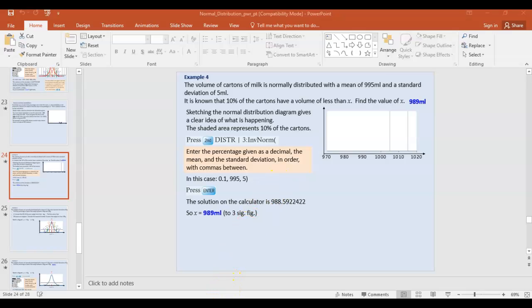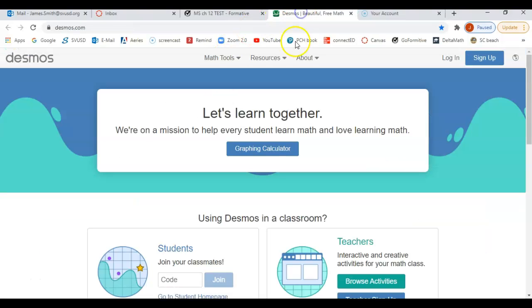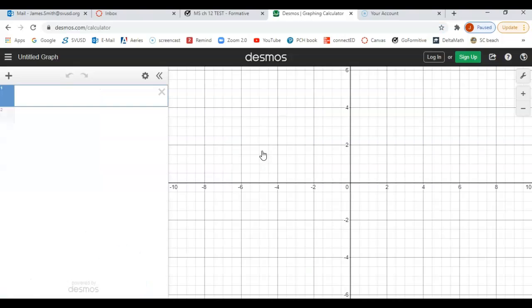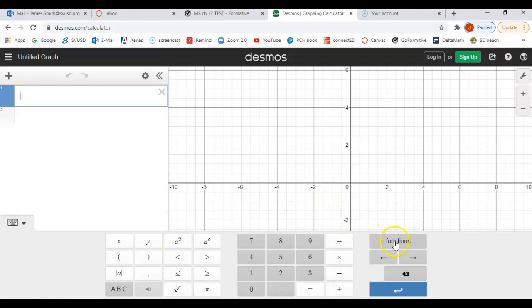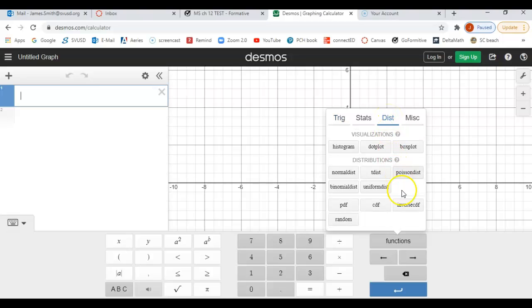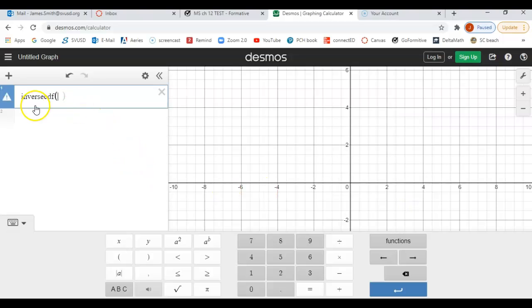So we're going to go back to Desmos. Again, just go to desmos.com, click on Graphing Calculator, and we're going to start the same way we did with normal distribution. Go into this little keypad down here, click on Functions, click on Distributions, and today we are using inverse distribution. The lettering that you see here obviously is the word inverse. And then you see the little CDF, that is for cumulative distribution function, which is what we're doing.